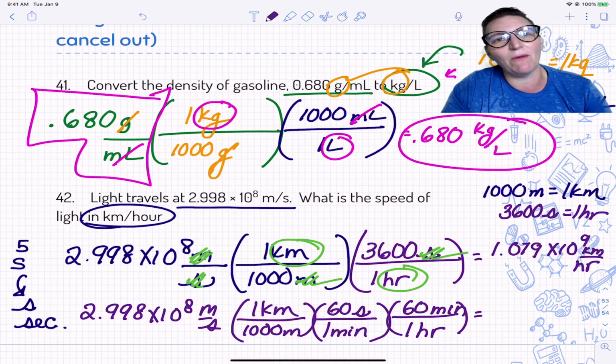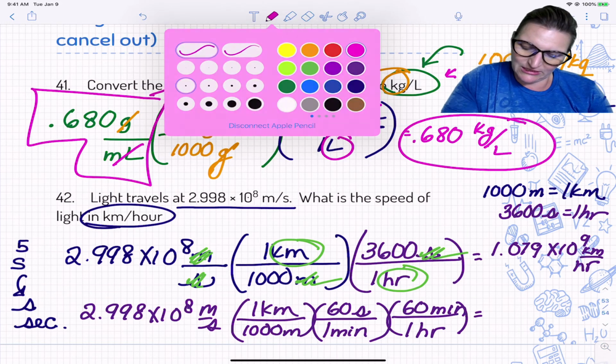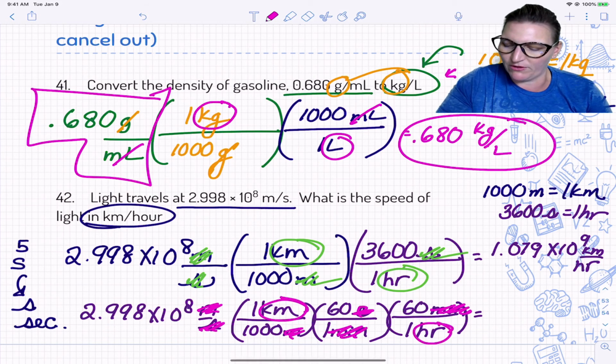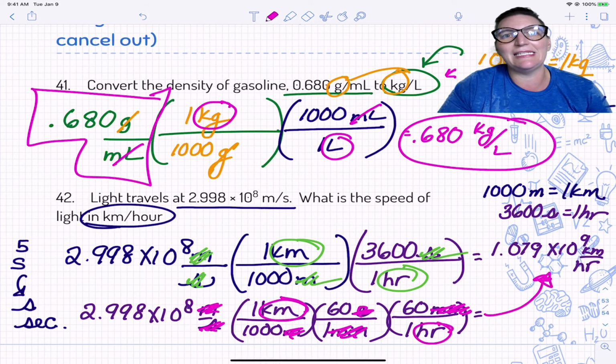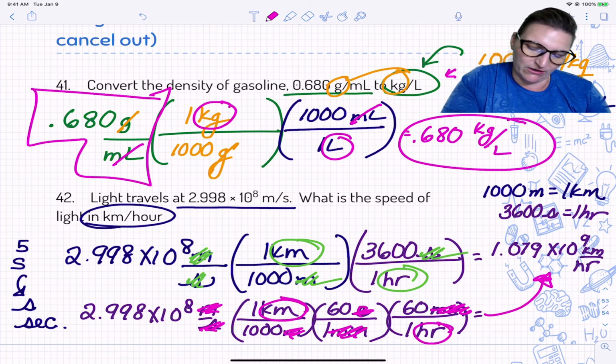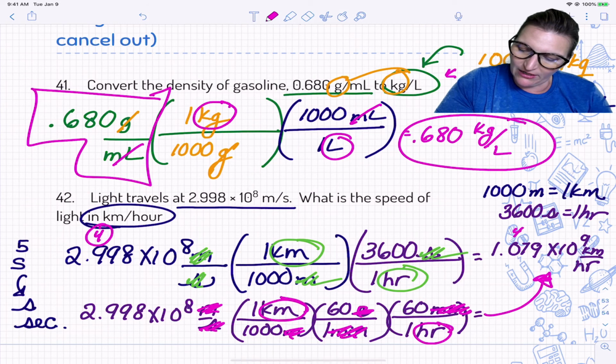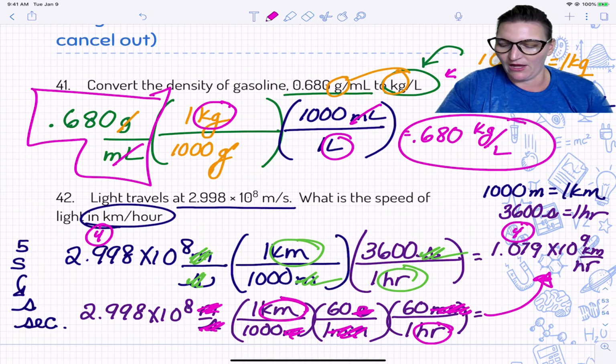If you do it that way, do you see that the units still cancel out? Your meters cancel, seconds cancel, minutes cancel, so you would be left with a kilometer on the top and an hour on the bottom. And it comes out to be exactly the same answer. 4 significant figures in the stem of my scientific notation, and again, 4 significant figures in my stem there.